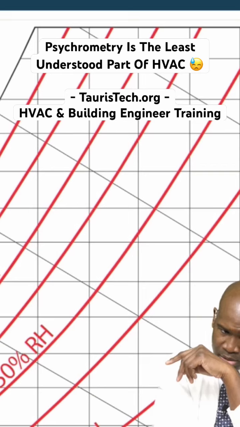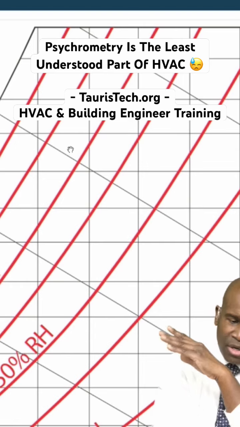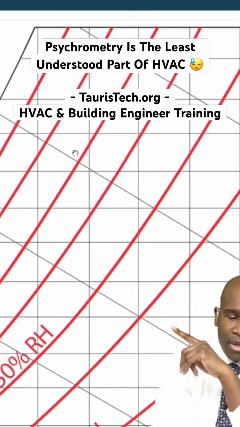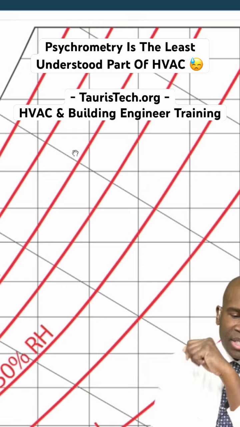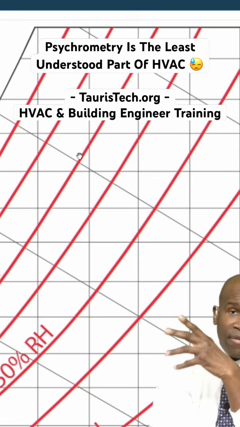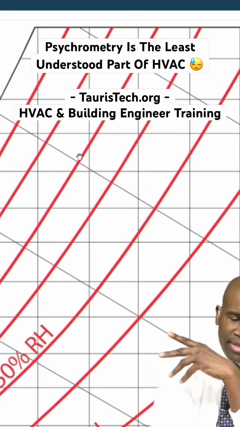And you'll notice that intersection point between 80-degree wet bulb and 90-degree dry bulb. So these curved lines are telling us the relative humidity. The relative humidity is the percentage of moisture in the air compared to the full amount that the air can hold. I'll talk about that a little bit more in a second.